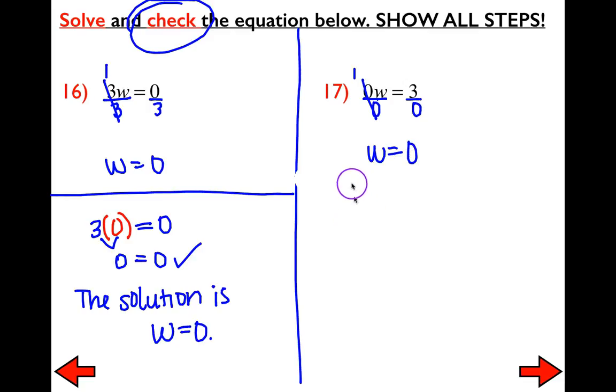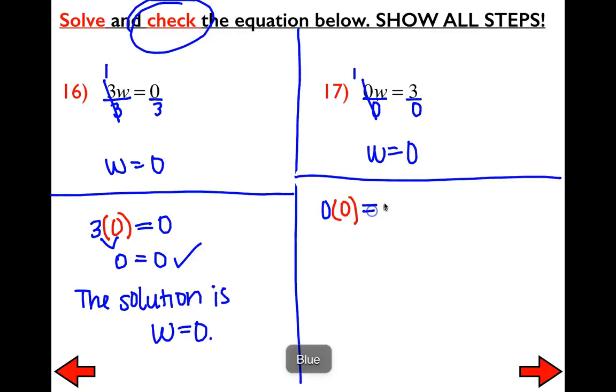So now, what am I going to do? Before I can confidently say this is my answer, I got to check my work. So let's put 0 instead of a w. Let's plug in a 0 because that's my answer. Let's check to see if it equals 3. Well, 0 times 0 is 0. Does 0 equal 3? No, it does not.